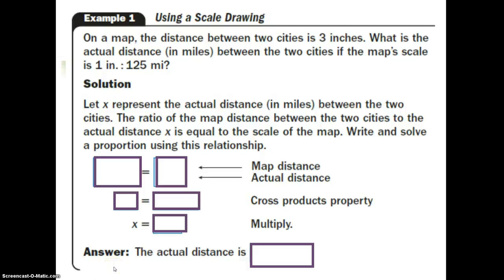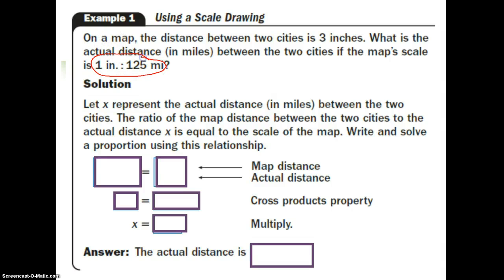In example 1, use a scale drawing. On a map, the distance between 2 cities is 3 inches. What is the actual distance in miles between the 2 cities if the map scale is 1 inch to 125 miles? Let x represent the actual distance in miles between the 2 cities. The ratio of the map distance between the 2 cities to the actual distance x is equal to the scale of the map. What this is saying is that you need to write a proportion to solve the relationship.